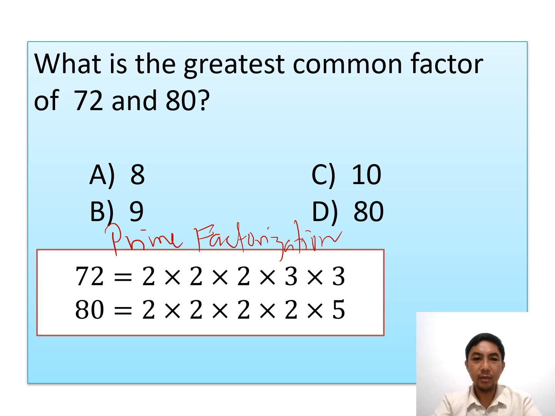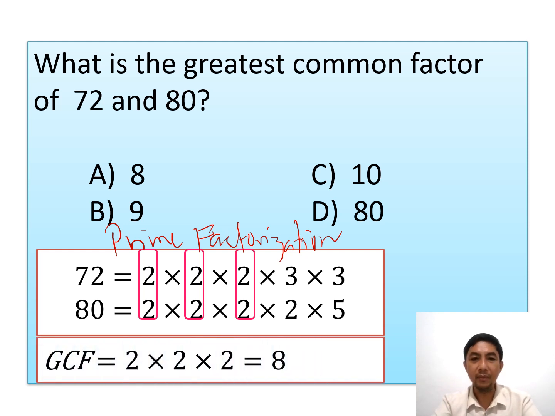The numbers 72 and 80 have common factors, which is 2, three times. And then you just multiply them to get the greatest common factor. So 2 times 2 times 2 equals 8. So therefore, the greatest common factor of 72 and 80 must be 8.